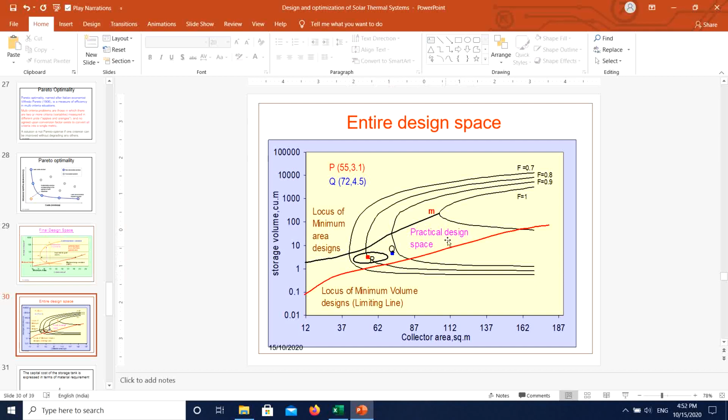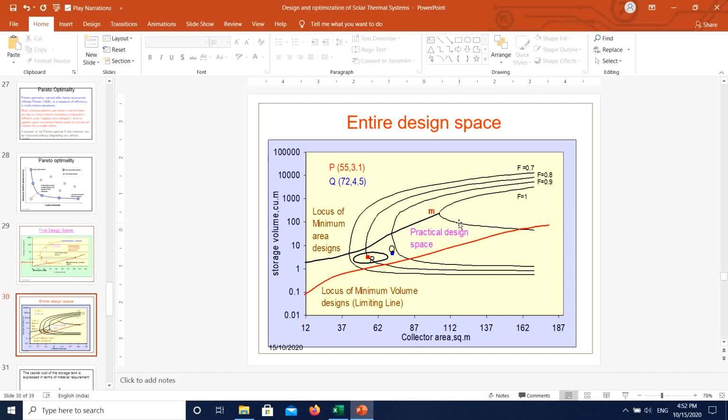Okay, so now I equate this to total cost of the system. There must be some cost of the system corresponding to minimum storage volume design. There must be some cost corresponding to minimum collector area design. So cost can be calculated, and along Pareto optimality I get the minimum cost.